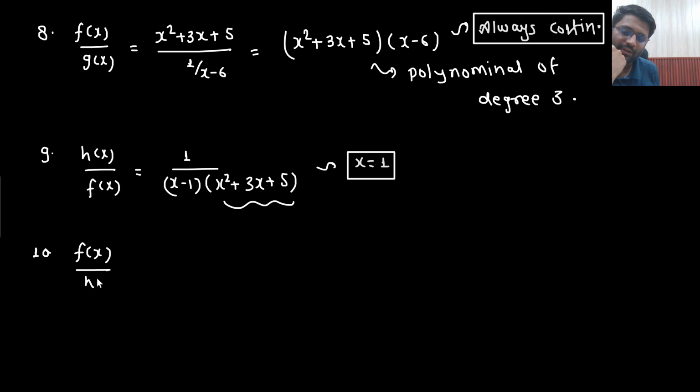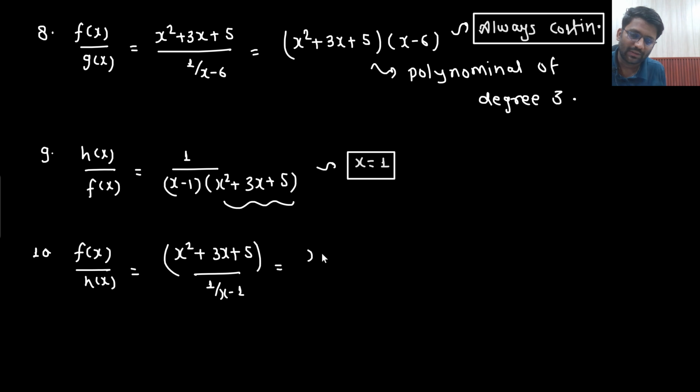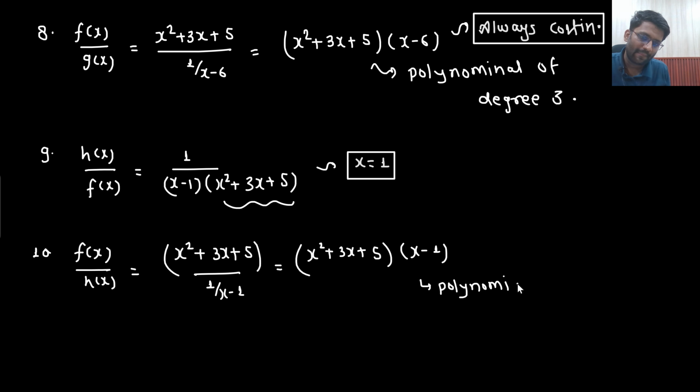At this point, you would have understood that it will always be continuous, because what is fx? x square plus 3x plus 5 divided by hx, which is 1 upon x minus 1. So the answer you are getting is x square plus 3x plus 5 multiplied with x minus 1. So it is a polynomial. What does that mean? Always continuous.